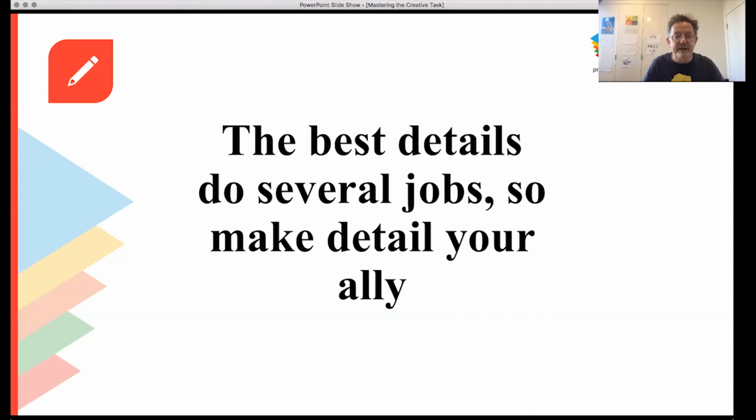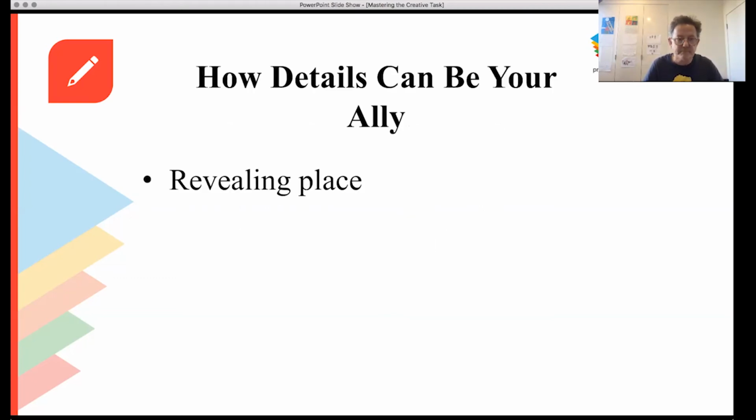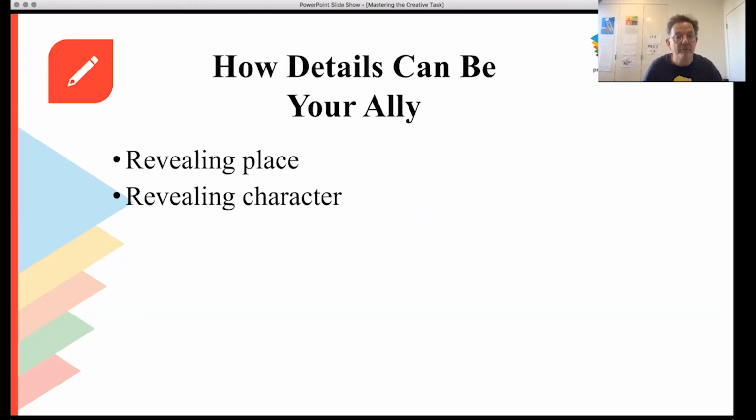The best details do several jobs, so make detail your ally. What can details do for you if you put thought into choosing the right ones? Well, detail can reveal place. Detail is, of course, what creates the visuals in a written story. It tells us what the place looks like and sounds like and smells like, but it can also do more. Details can also reveal character.